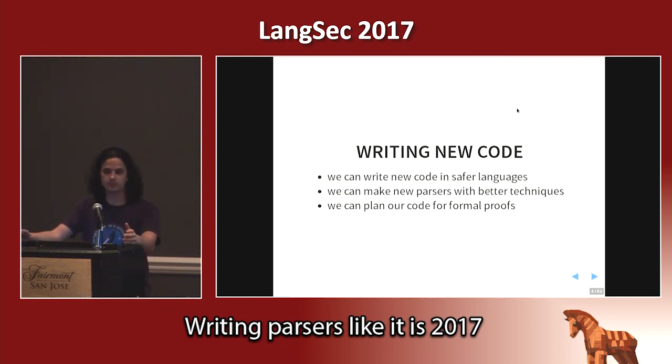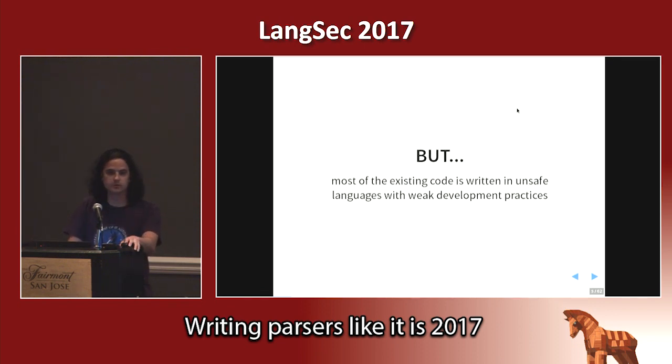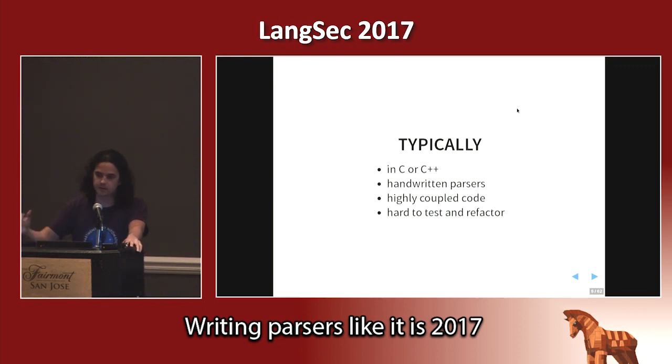We can even use formal methods, but it does not solve one problem, which is that a lot of the code we use is actually legacy code written in unsafe languages with bad practices. So most of the time that will be written in C or C++ with handwritten parsers. Most of the code will be highly coupled. When you see a protocol implementation, it's not just a parser nicely written in one place and then the protocol implementation, but something like this huge state machine where everything is done by hand. And it's usually very hard to test, very hard to refactor, and very hard to extract from the program.